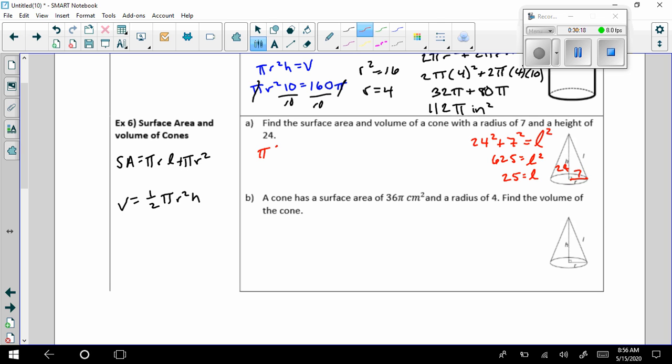All right, so now you have everything you need, and you just type all that in. So we have pi times your radius times your slant height plus pi times your radius squared. I'm going to leave this in terms of pi. So when I do that, I just multiply the numbers, and then I just add the numbers together, treating pi like a variable.